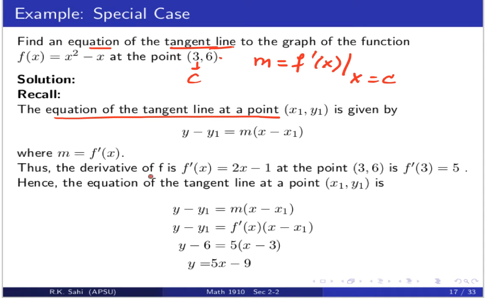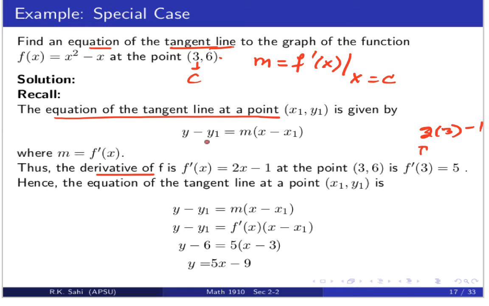So the first thing we do is we find the derivative of this function and evaluate that derivative at the given point. So f prime of x is 2x minus 1, and when you evaluate this function at 3, what do you get? So f prime of 3 is what? It's 2 times 3 minus 1. So it's 6 minus 1, which is 5.